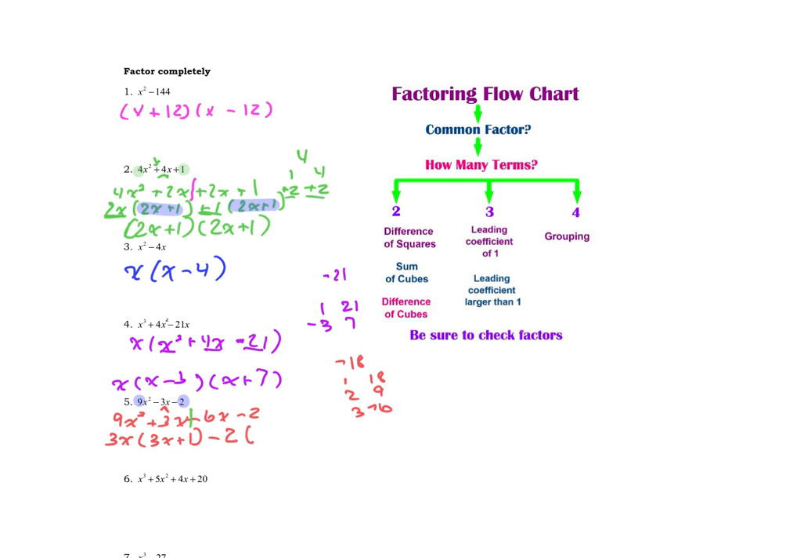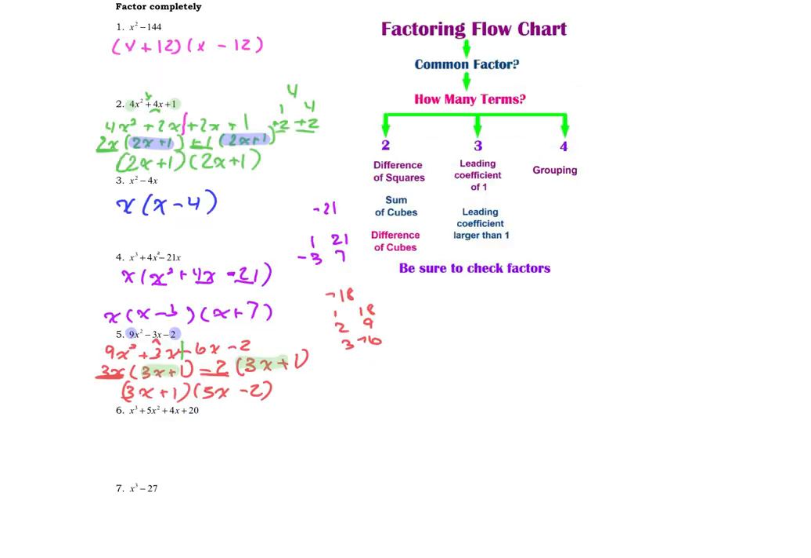Remember, we're dividing by a negative. So negative 6x divided by negative 2 is positive 3x. Negative 2 divided by negative 2 is positive 1. We know we've done it right because the parentheses are the same. So I write the repeated parentheses, 3x plus 1, and then this outside 3x, and this outside minus 2, and there's my factoring.